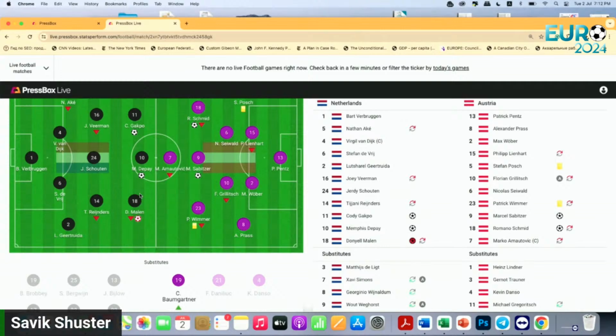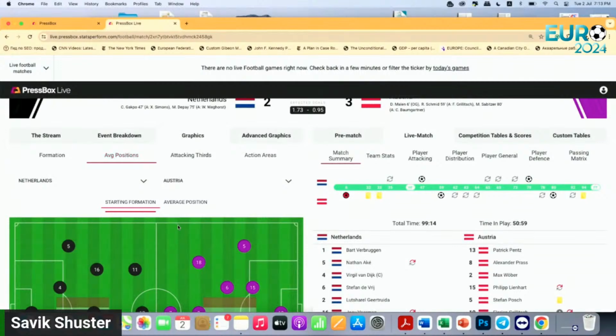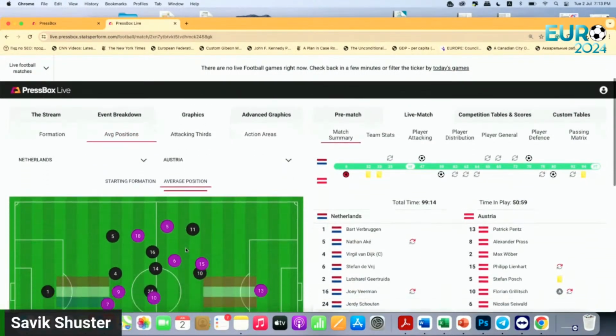But Holland managed to score two goals anyway, which is sort of important. Sabitzer and Schmidt scored for Austria, and now I want to see the average positions. Let's see. Here we go.